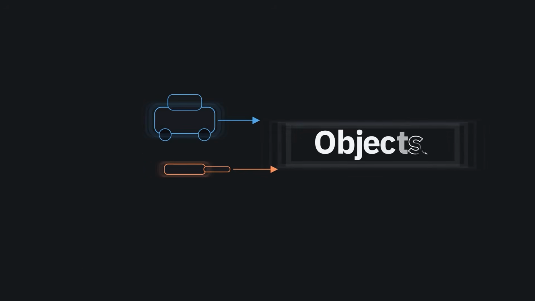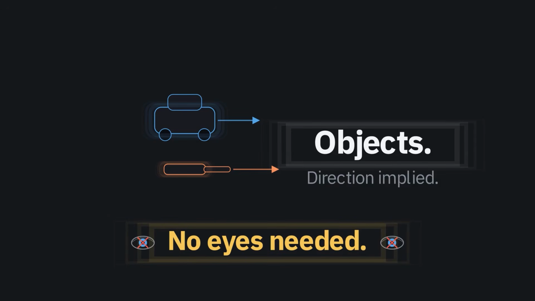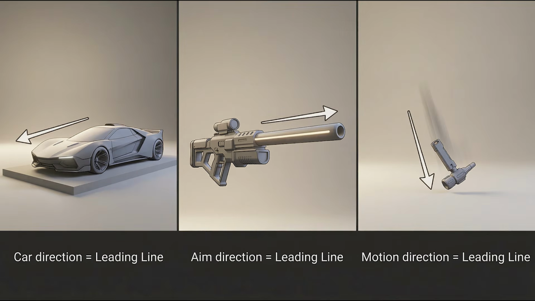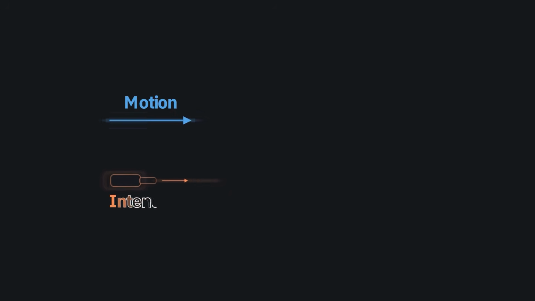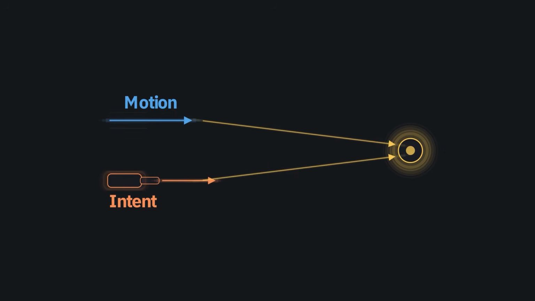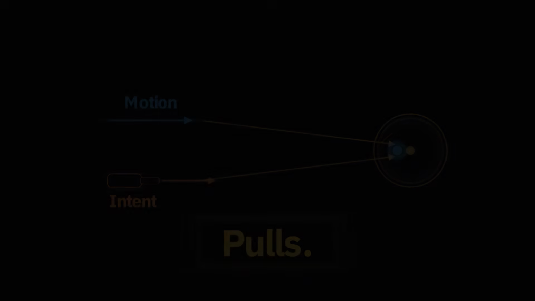This also works with objects that imply direction without having eyes. A car pointing left is a leading line. A gun aimed at something is a leading line. A falling object could be a leading line. Anything that implies motion or intent in a direction will pull the eye in that direction.